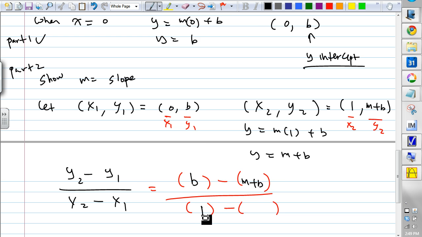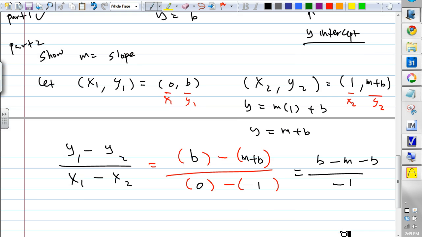What do we get here? 1 minus what? Wait, no. Oh, I did it the other way, didn't I? Okay. Could I do this if I wanted to? Let me just do it this way. I like this one. So since I wrote it that way, I get 0 minus 1 in the denominator. Is that okay? So what do you get on the numerator? b minus m minus b over either one. What is that? Negative m over negative 1, which is?